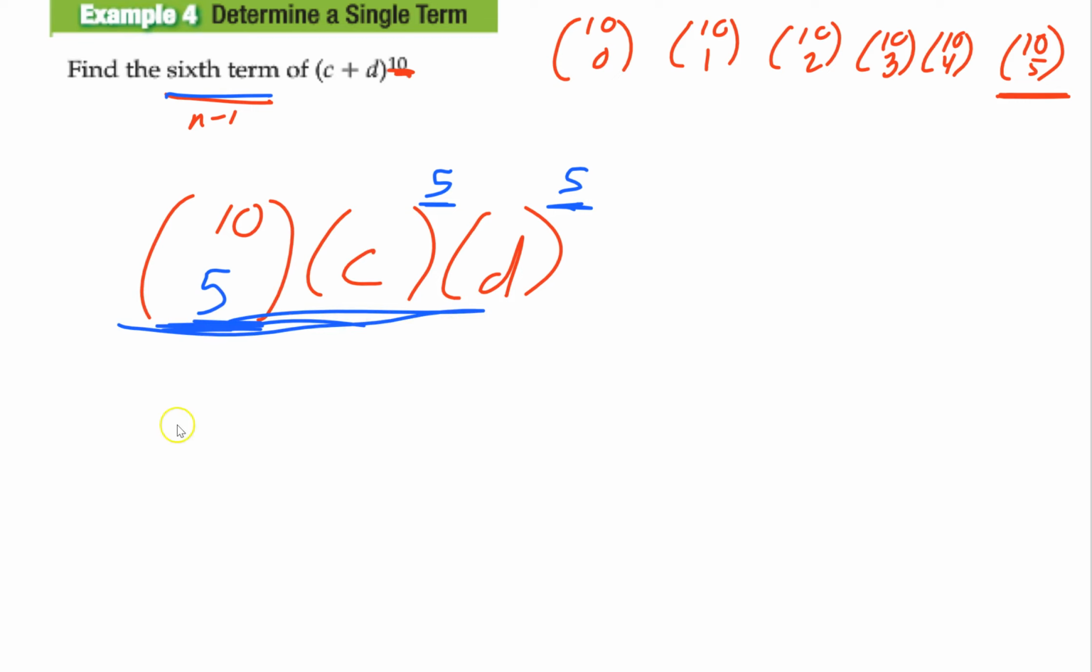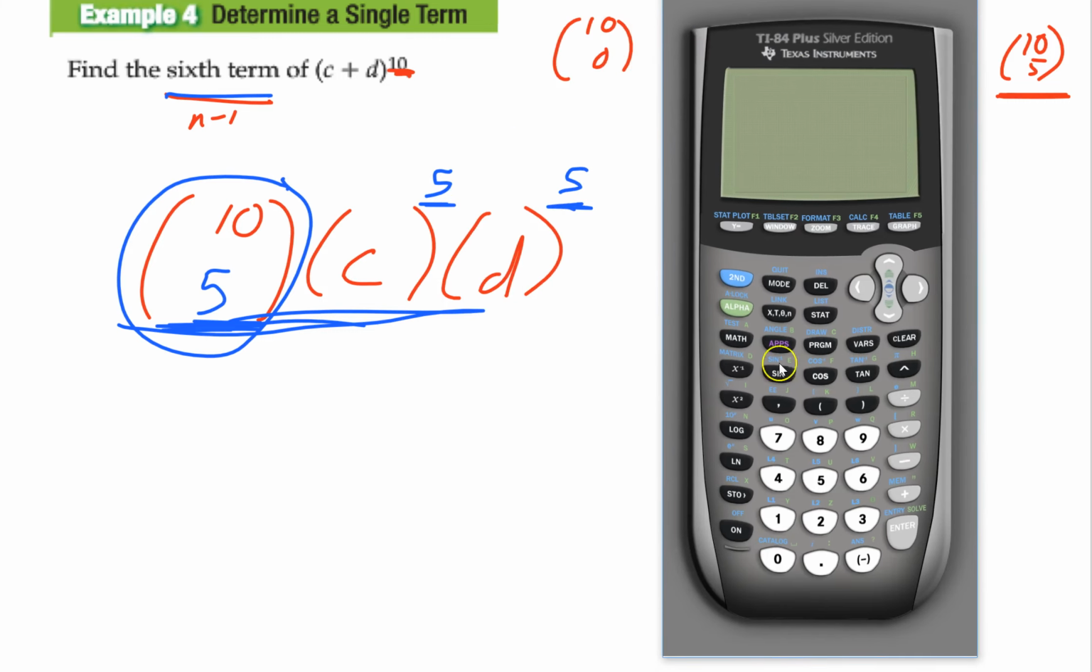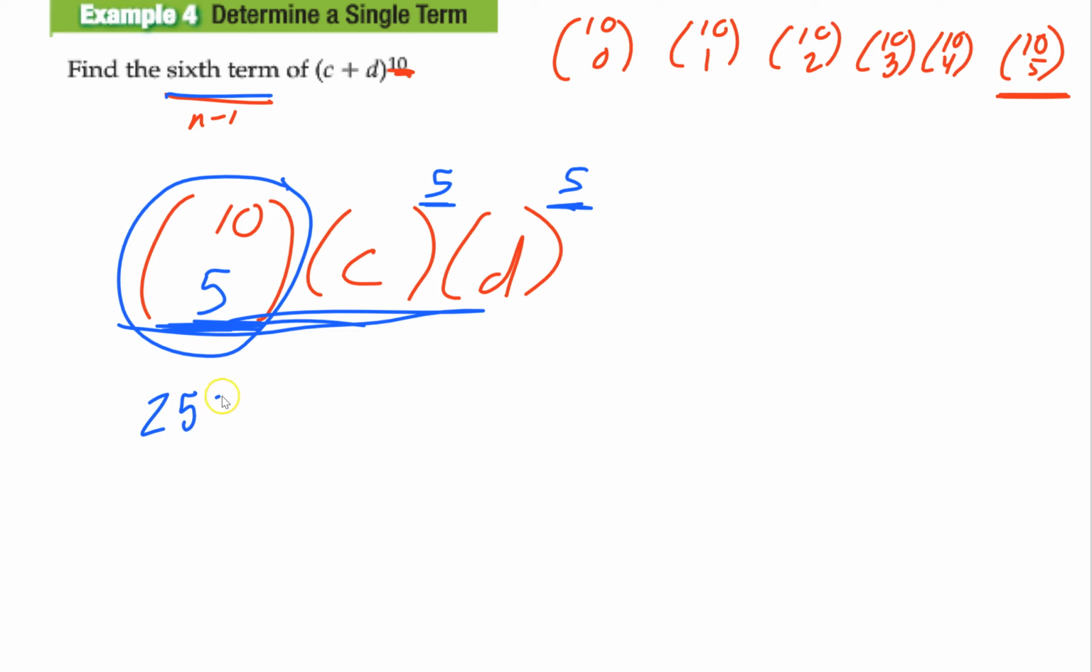What's next? Simplify it. 10 choose 5, I could do the formula, sorry, I could do it by hand. It's a little big though. I'm going to use a calculator. So remember the way we do that, we go 10, math, probability, nCr, and then 5. 252. So yeah, good choice. I did not want to do that by hand.